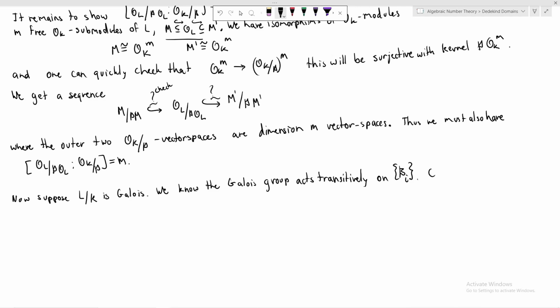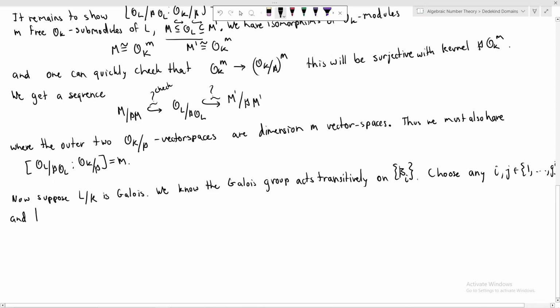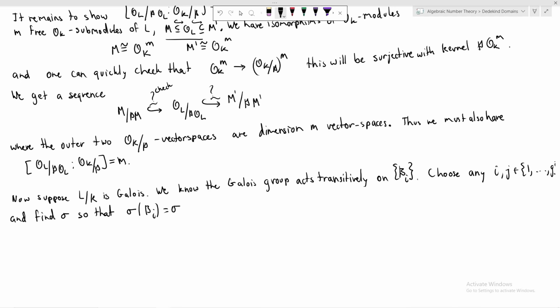So we're going to choose any pair i and j between 1 and g. And we know we can find sigma so that sigma of p sub i equals p sub j. Sorry, my p's kind of look like betas. They're supposed to be capital math frak p's.